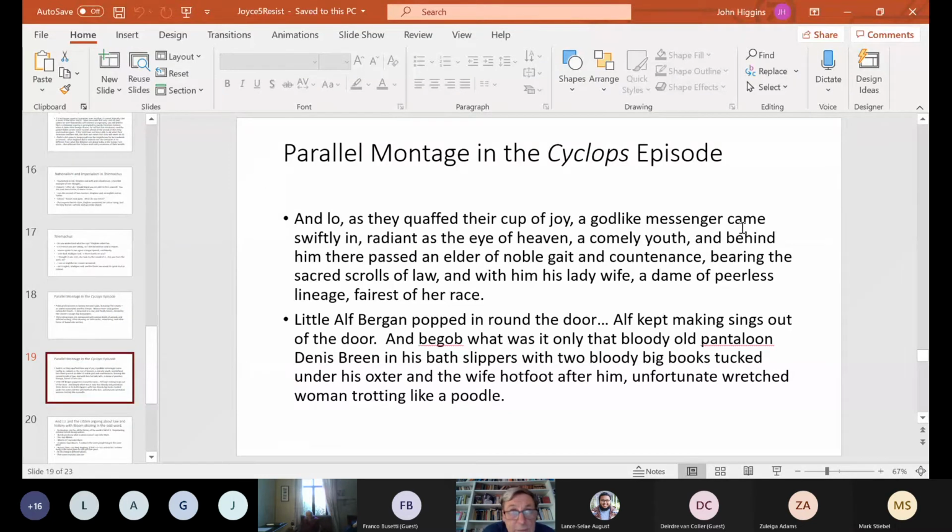An inappropriate and parodic language for describing some of the people who were in the pub. And contrasted with that, a very different set of narrative registers.